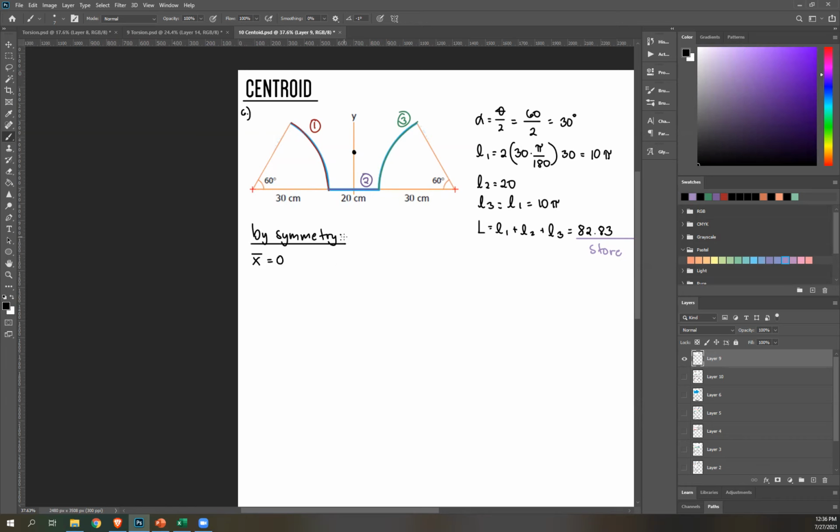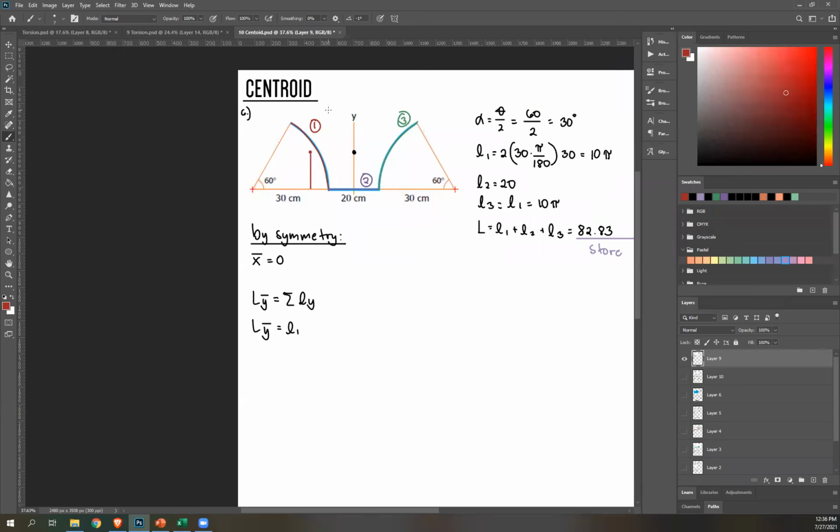And then now, since we know that, let's solve for Y bar. So L Y bar, summation of Ly. Okay, now let's start with L1. So for L1, the centroid of L1 is somewhere here. Okay. Considering the base as your reference x-axis, this is your y1. And how do we get that?